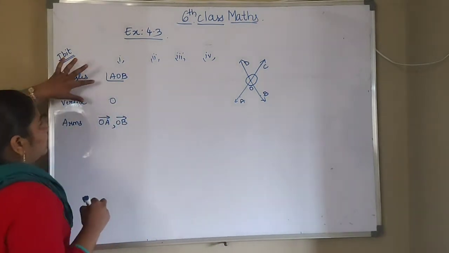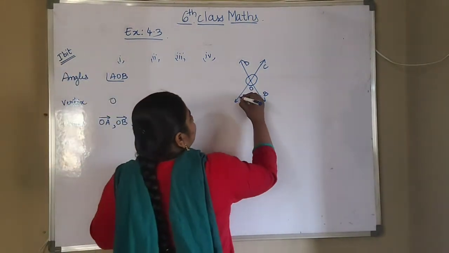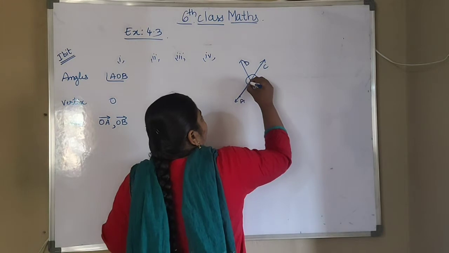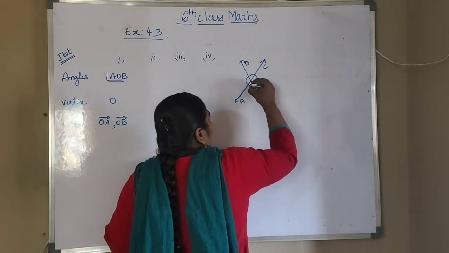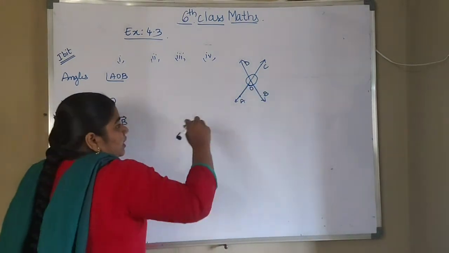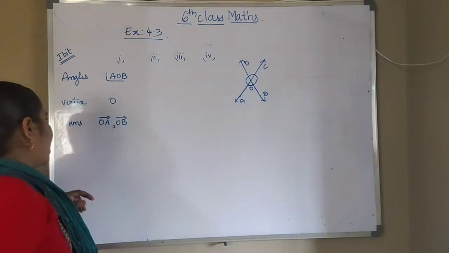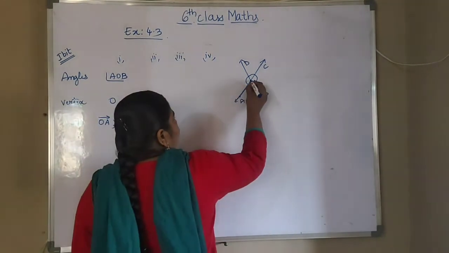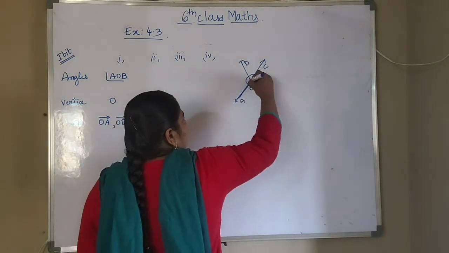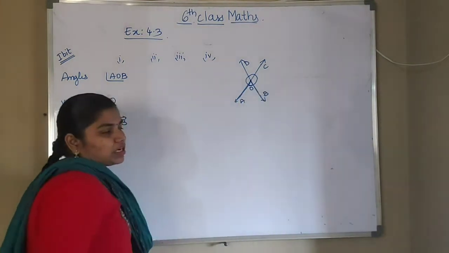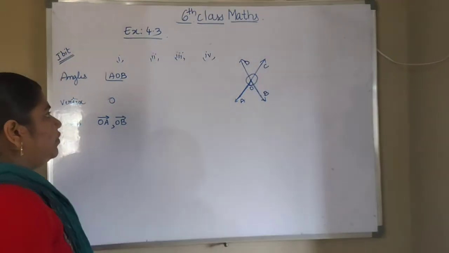So what they have given? Angle AOB. This part, this angle they have given. In this angle, what is the vertex? Vertex is O. And what are the arms? OA arm and OB arm. These are the two arms. Remaining three we have to write.